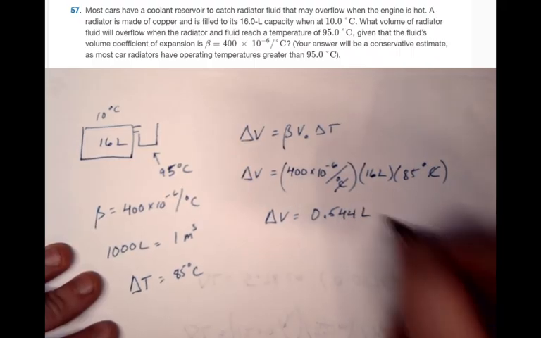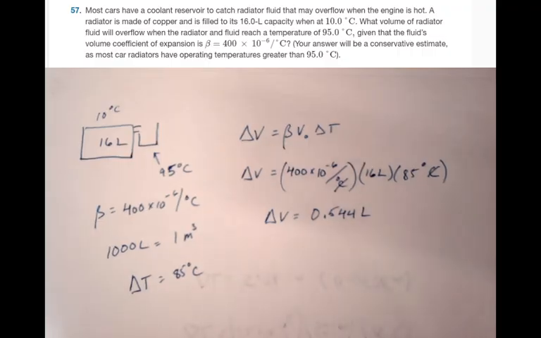0.544 liters. If you want an idea of how big that is, that's a 20-ounce soda poured out. When you have 30 some of them in your radiator, that gives you kind of an idea of the expansion there.